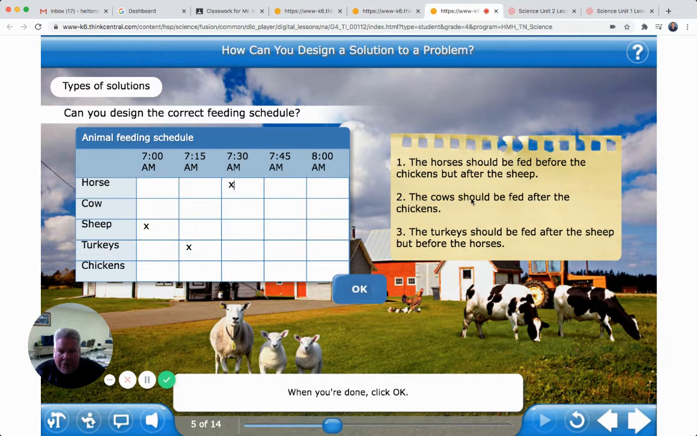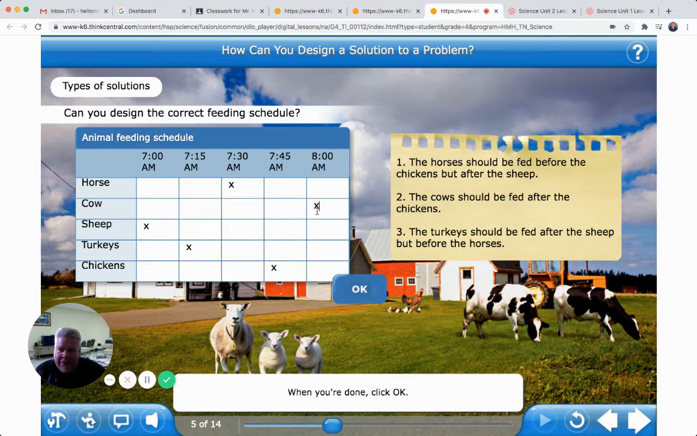Okay, the cows should be fed after the chickens. Well, when are the chickens fed? The horses should be fed before the chickens. Okay, but after the sheep. So chickens at 7:45. What's left? A cow should be fed after the chickens. Does that work? I think we got it.